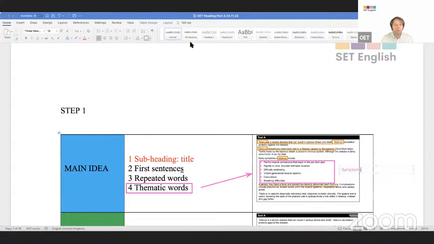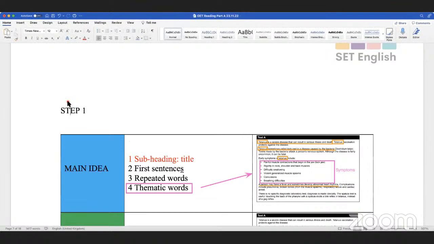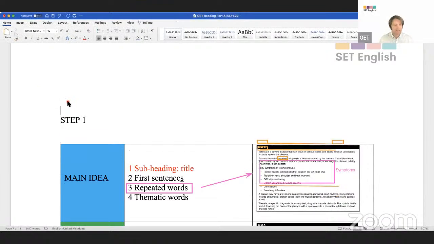Okay, so four ways to get the main idea. Is this clear so far to everyone? Anyone want to ask questions about this? Okay, can I do a quick test then? Is that all right? Yes. This is not going to be a very difficult test, but it's a test nonetheless.